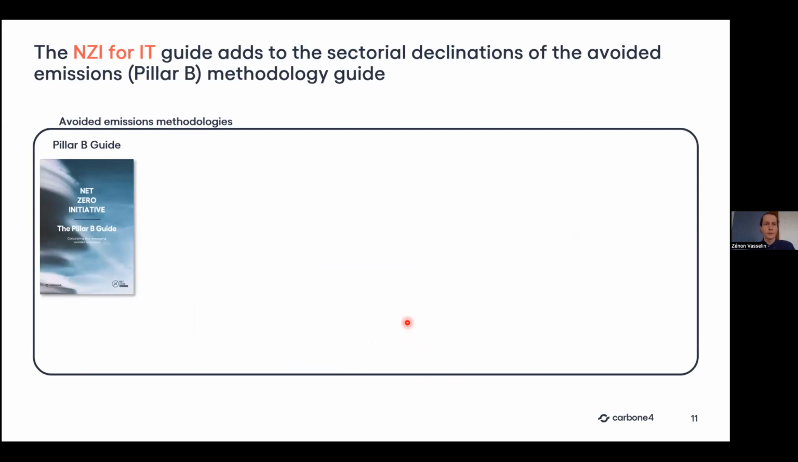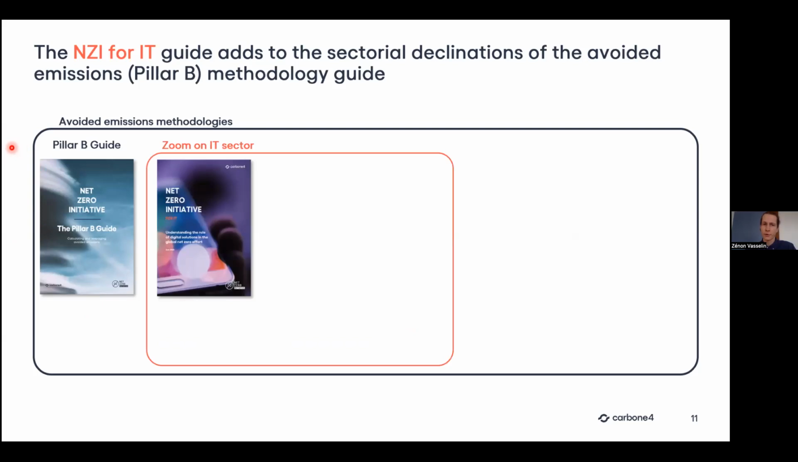These methods we published today come as a complement to the work already done on pillar B of the Net Zero Initiative. We have already released a very complete pillar B guide with general methodology for all sectors. And this is a zoom on the IT sector. In this zoom, we start in very general terms to define the expected role of the IT sector in the global net zero goal. This is the general statement.